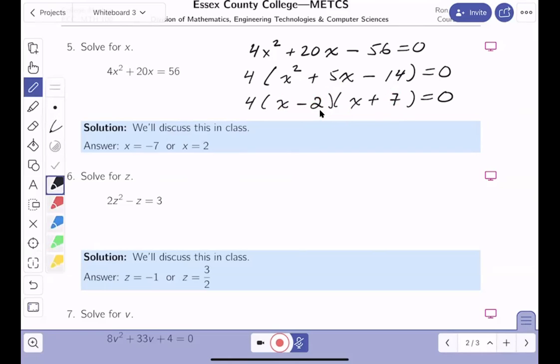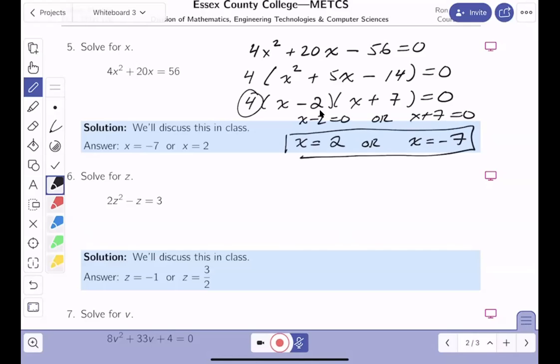So write the answers down now. X equals 2 or X equals minus 7. And by the way, if you want, you can write down X minus 2 is 0 or X plus 7 is 0. All right. We'll check it in the key later. Some people say, what about this 4? This 4 is never equal to 0. All right. But X minus 2 is equal to 0 when X is 2. And X plus 7 is equal to 0 when X is minus 7.